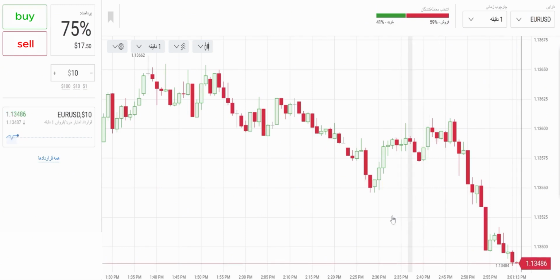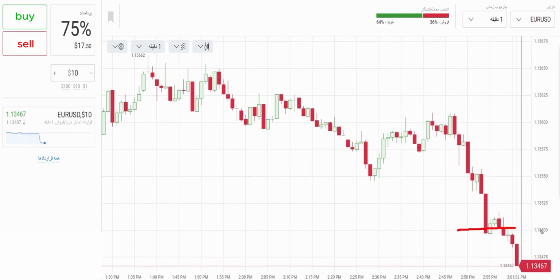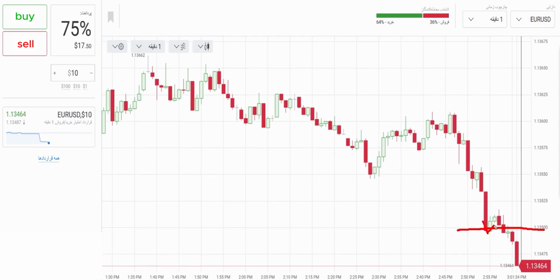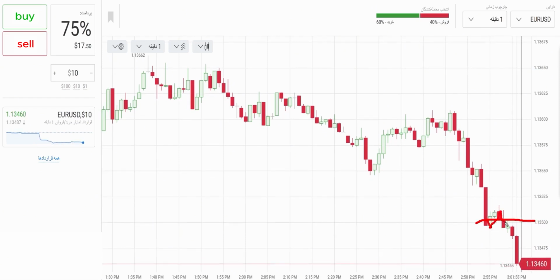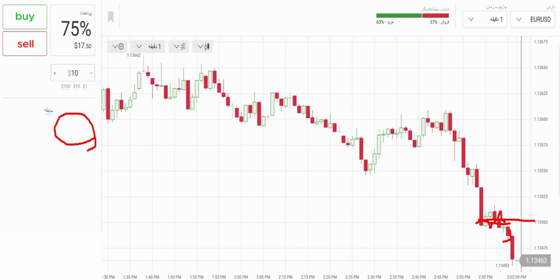Alright guys, the price stabilized below our level, and I opened a sell trade at the start of this candle. Let's wait together to see the result of this trade. As you can see, this was our round number. The candles had a reaction here, and then they managed to break through the round number and stabilize below this price. After this red candle, I opened a trade, and as you can see, our trade also closed in profit.